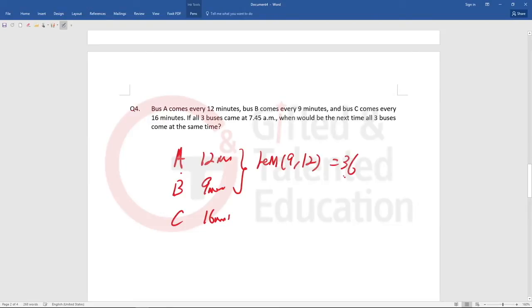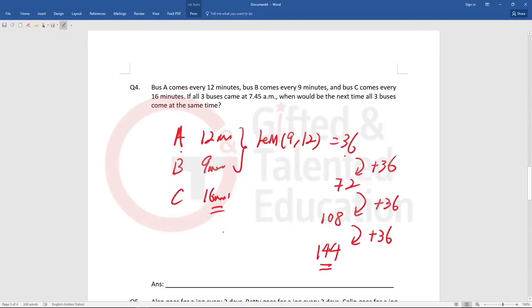However, 36 is not divisible by 16, so let's increase by another 36, which gives us 72. But 72 again is not divisible by 16, so let's increase by another 36, and this gives us 108. Again, 108 is not divisible by 16, so let's increase by another 36, which gives us 144, and this time 144 is divisible by 16. This means that all three buses would come at the same time every 144 minutes.